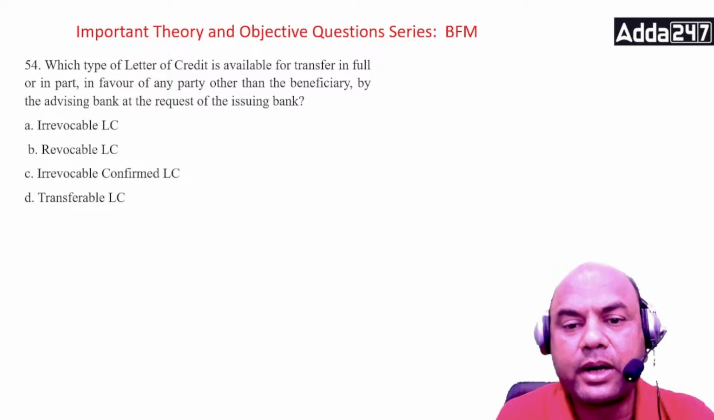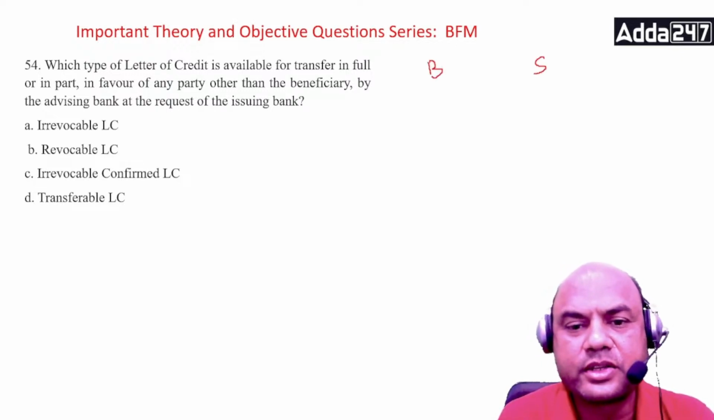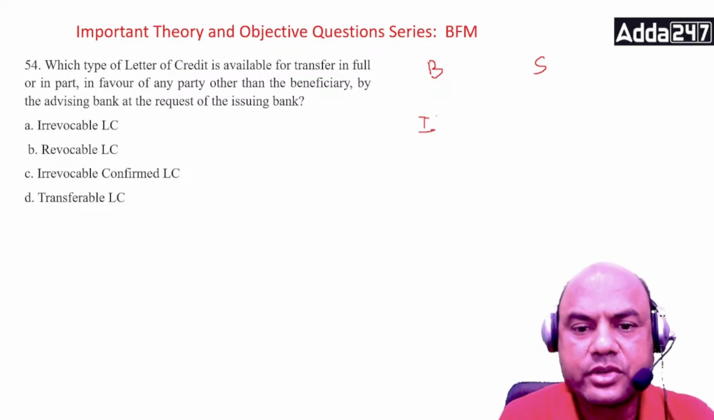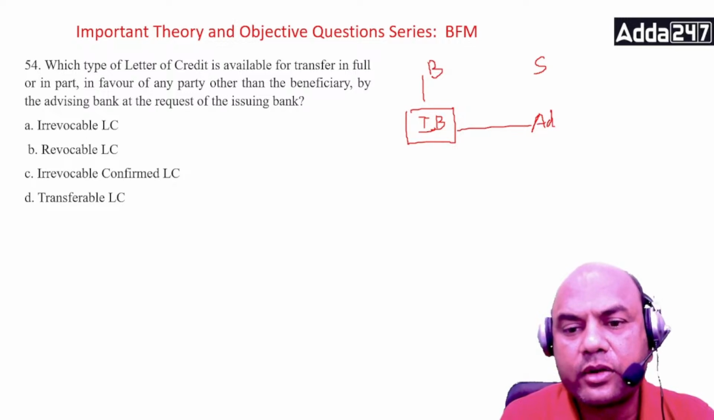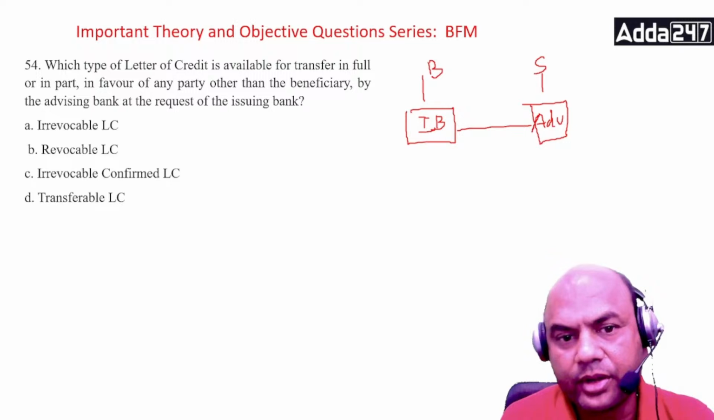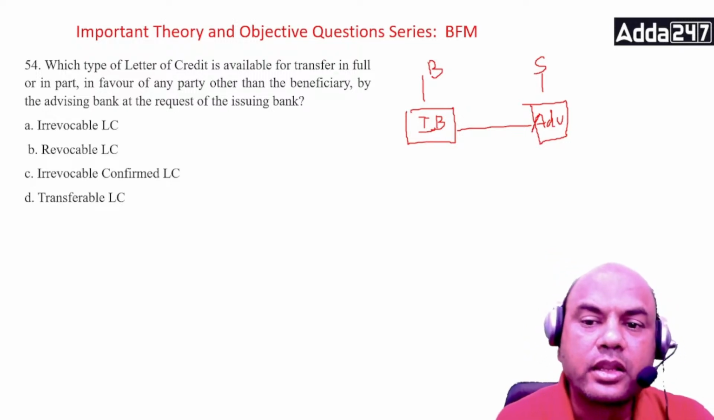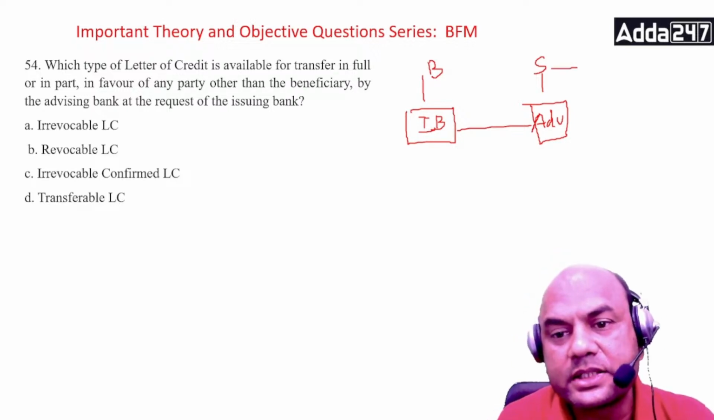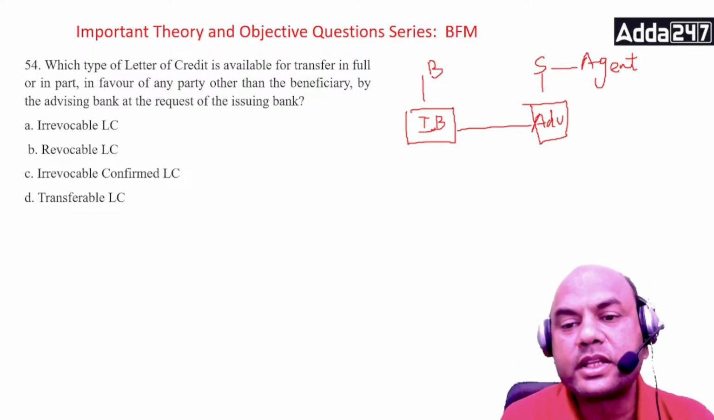LC is issued by the buyer to the seller, meaning it is issued by the issuing bank on behalf of the buyer. The buyer requests the issuing bank, which sends it to the advising bank, and this advising bank gives it to the seller, and then the seller manufactures the goods and sends them to the buyer. Now the real question is, if your seller is an agent, that seller is not the actual manufacturer. So what will this guy do?